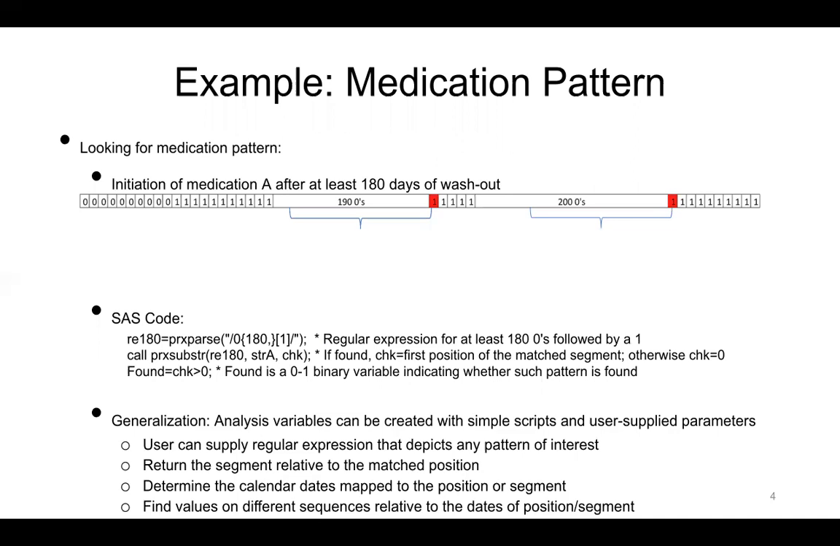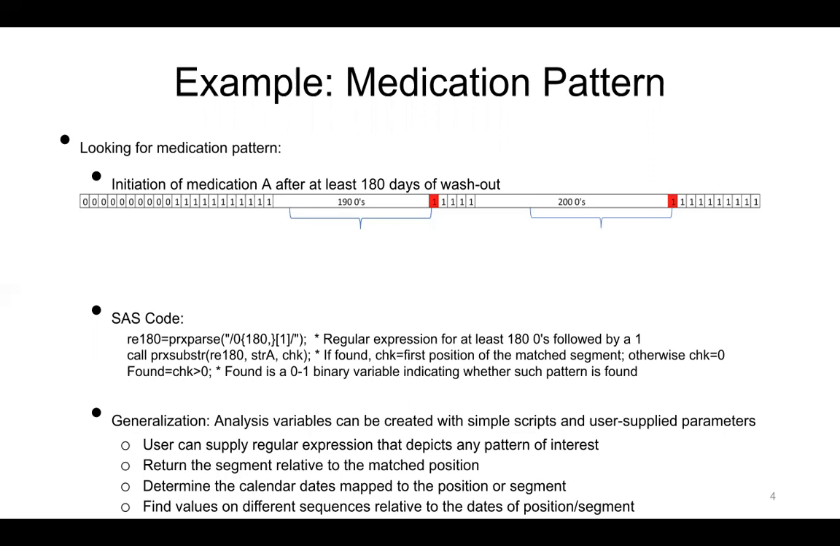Well, first, we'll specify the regular expression for this pattern. Next, we use the SAS regular expression function, PRX substring, to search the medication A sequence for the pattern. If found, the function returns the first position number of the matched segment, otherwise it returns a 0. We define a binary analysis variable found, indicating whether the criterion was met. Clearly, this can be generalized to other patterns. User can supply the regular expression directly or parameters describing a pattern.